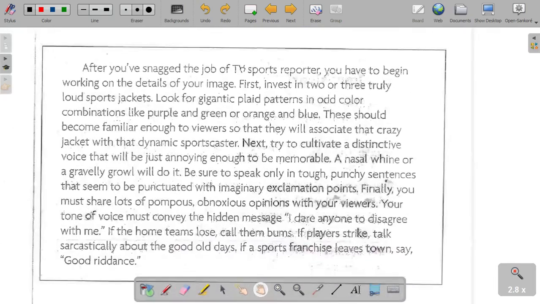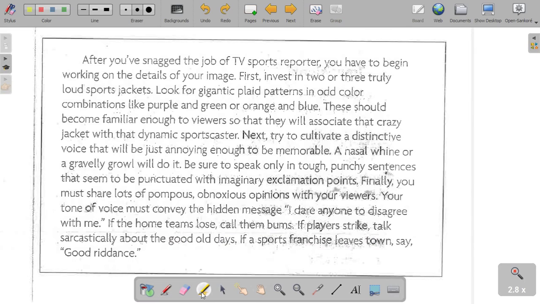So here you're looking for time. After you've snagged the job of a TV sports reporter, you have to begin working on the details of your image. First, invest in 2 or 3 truly loud sports jackets. Look for gigantic plaid patterns and odd color combinations like purple and green or blue and orange. These should become familiar enough to viewers so that they will associate that crazy jacket with that dynamic sportscaster. Next, try to cultivate a distinctive voice that will be just annoying enough to be memorable. A nasal whine or a gravelly growl will do it. Be sure to speak only in tough, punchy sentences that seem to be punctuated with imaginary exclamation points.